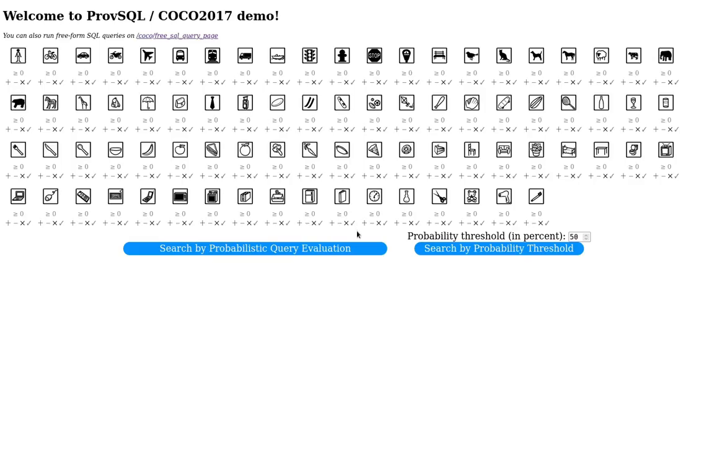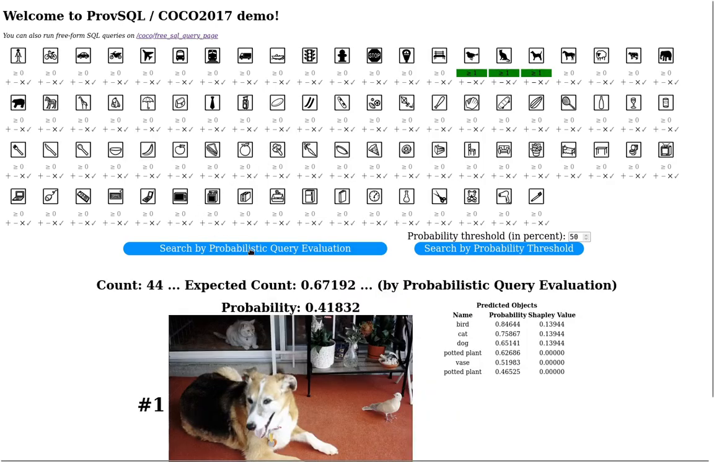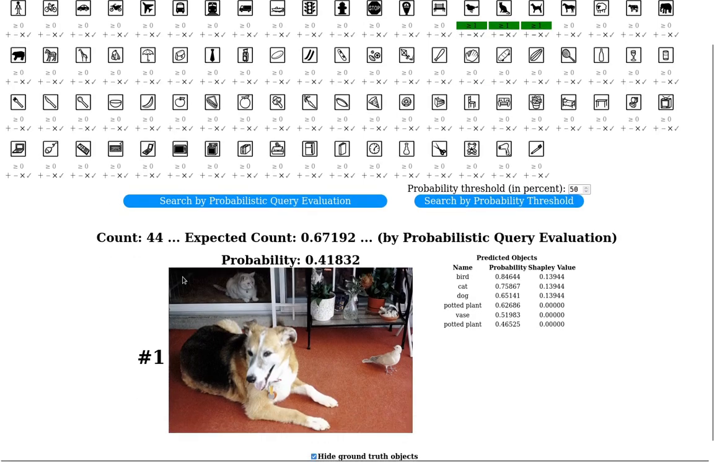Let's look at the interface of our system. We can issue queries to look for images that contain any of the objects from the COCO dataset. Let's look, for instance, for any image that contains a bird, a cat, and a dog. We click on the search button, and we obtain the resulting images, 44 of them, ordered by decreasing probability, including the top result here, which is indeed a picture containing these three elements.